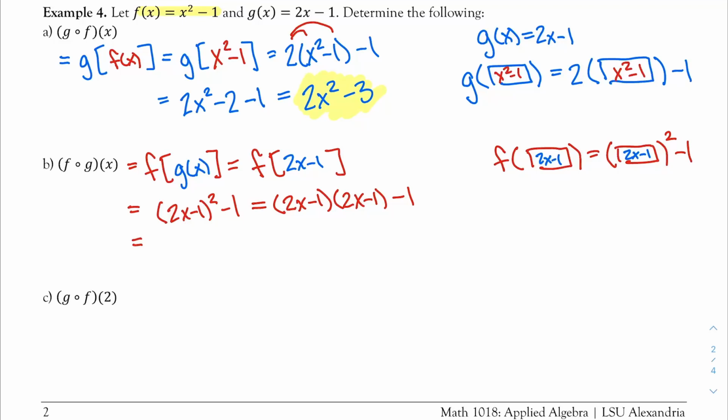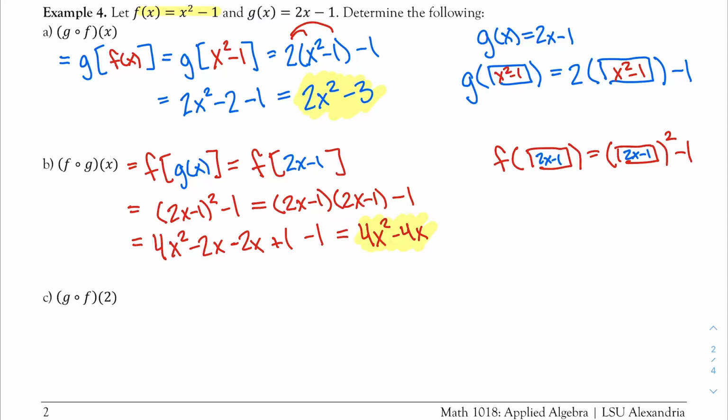If I multiply this out, I end up with 4x squared minus 2x plus 1, and then minus 1. The minus 1 coming along from where I was before. And now I combine any like terms. I get 4x squared minus 4x, and 1 minus 1, we get 0, giving me a final answer of 4x squared minus 4x. So we're done with part B.